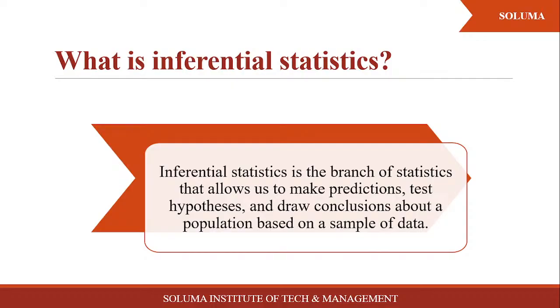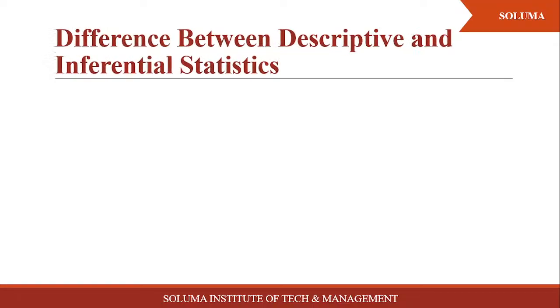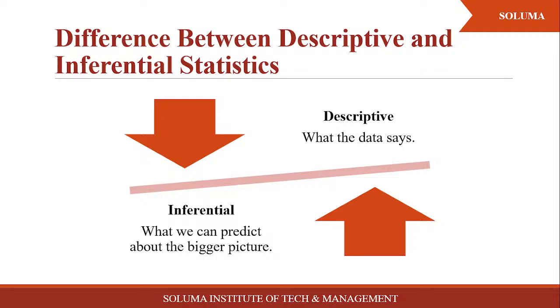Now, having established that, we move to the difference between descriptive and inferential statistics. I'm going to summarize the difference in two words. In inferential statistics, we can predict about the bigger picture, while in descriptive statistics, we are saying exactly what it is. What the data says is descriptive. This data is white, we say it's white. The number of students in class is 20, we say that is 20. That's descriptive. We can count it, we can describe it.